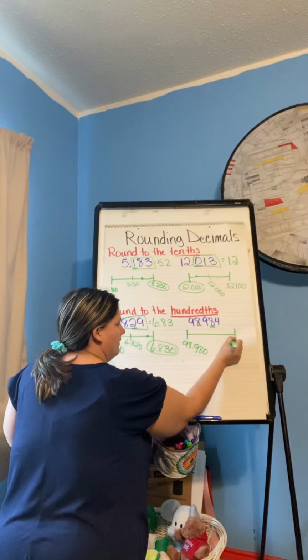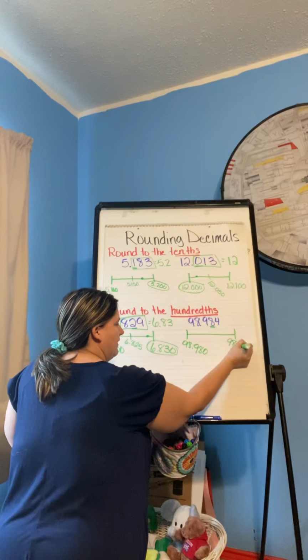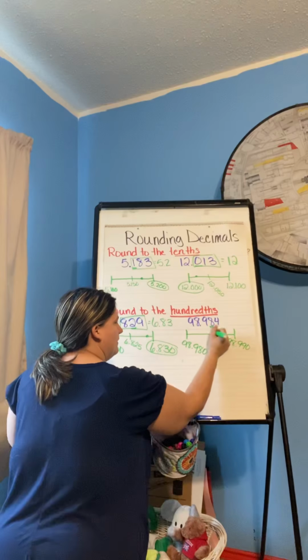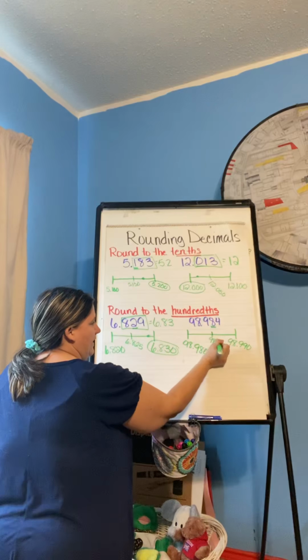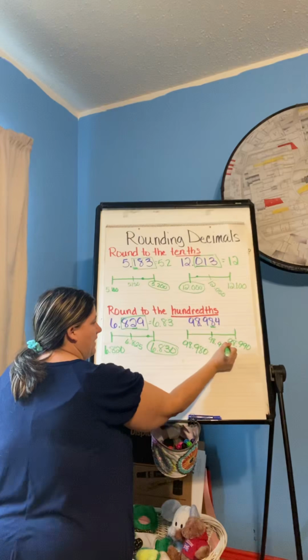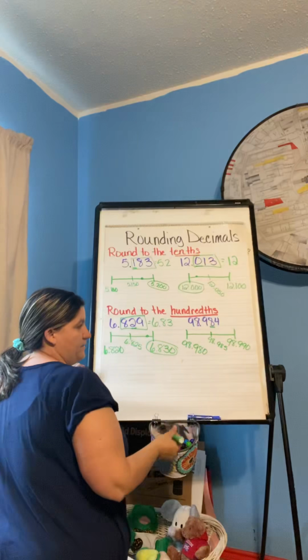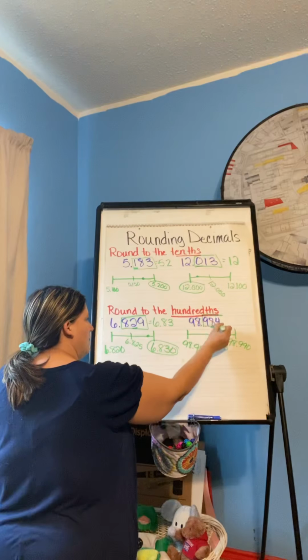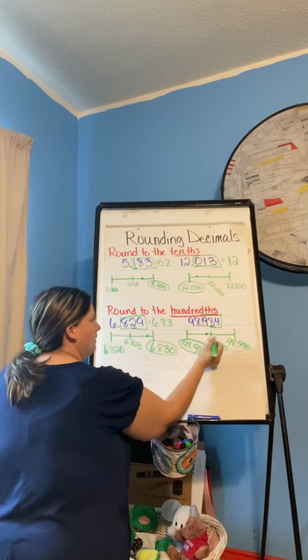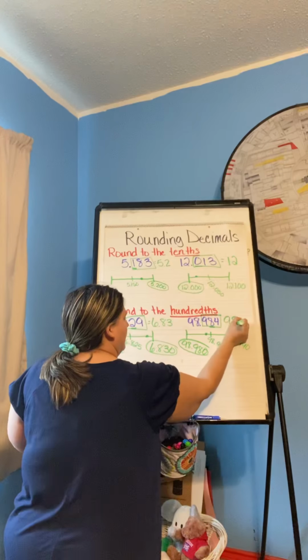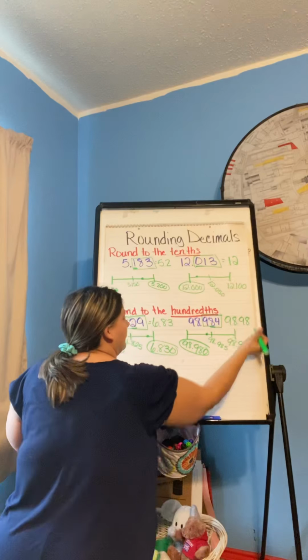Over here is 98 and 99 hundredths. And then in our middle would be 98 and 985 hundredths. Put our 984 on, it would go here. So 98 and 98 hundredths.